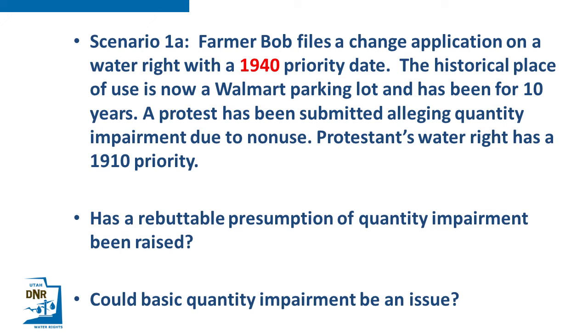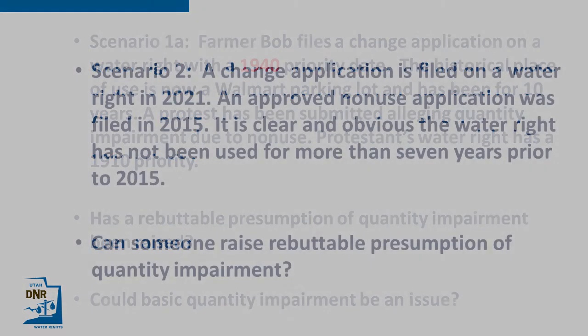A rebuttable presumption of quantity impairment has not been raised, as the senior 1910 right in this scenario could continue to be used. In a similar example used previously of a critical management area, the 1940 water right would be curtailed prior to the 1910 water right. Basic quantity impairment could still be an issue. An example could be moving a junior right into a surface system where a senior right has been operating. Without proper administration of rights, the senior right could be impaired.